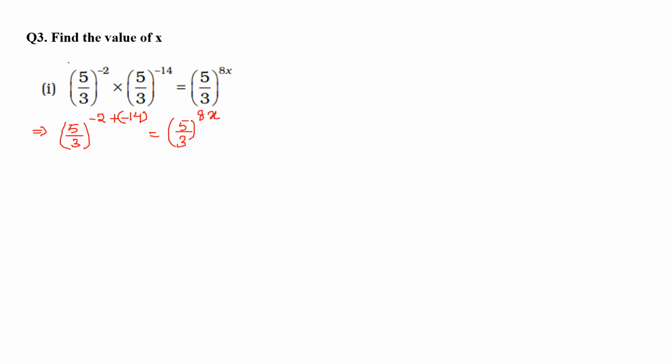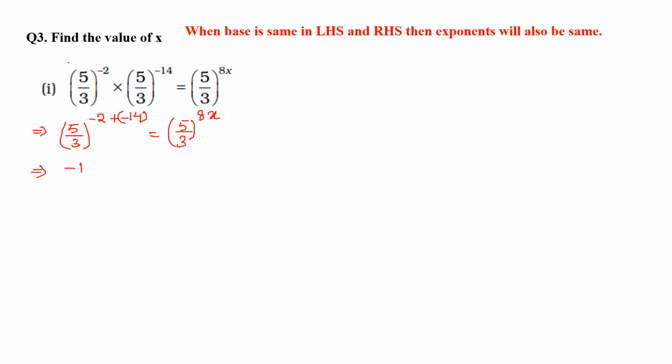Okay. Now we know that when base is same in LHS and RHS, then exponent will also be same. So from here I can write, now minus 2 plus minus 14 will give me minus 16. Now minus 16 is equal to 8x.